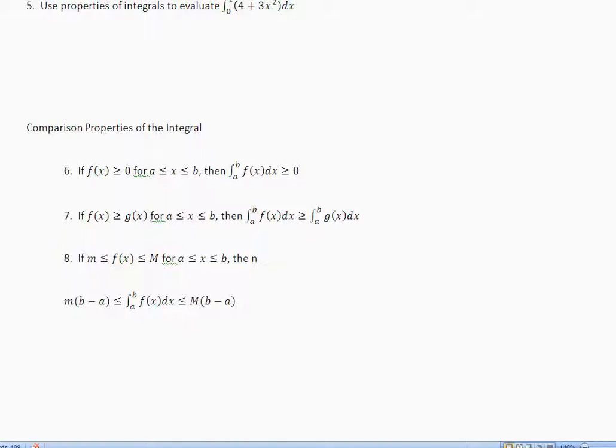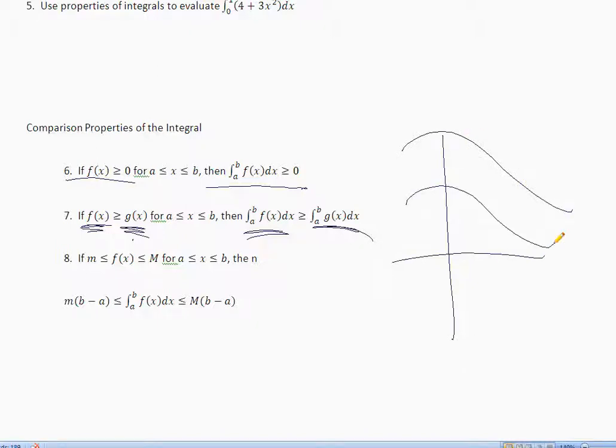Okay, but if the function is positive, then the area under the curve has to be what? Positive. Pretty simple. If I have some function that's greater than another function, guess what? Its area is going to be more than the area of the other one. Hopefully this all makes sense. You have two graphs. F is up here and G is down here. And you find the area under the curve. This area is going to be greater than the area under that curve. Okay?